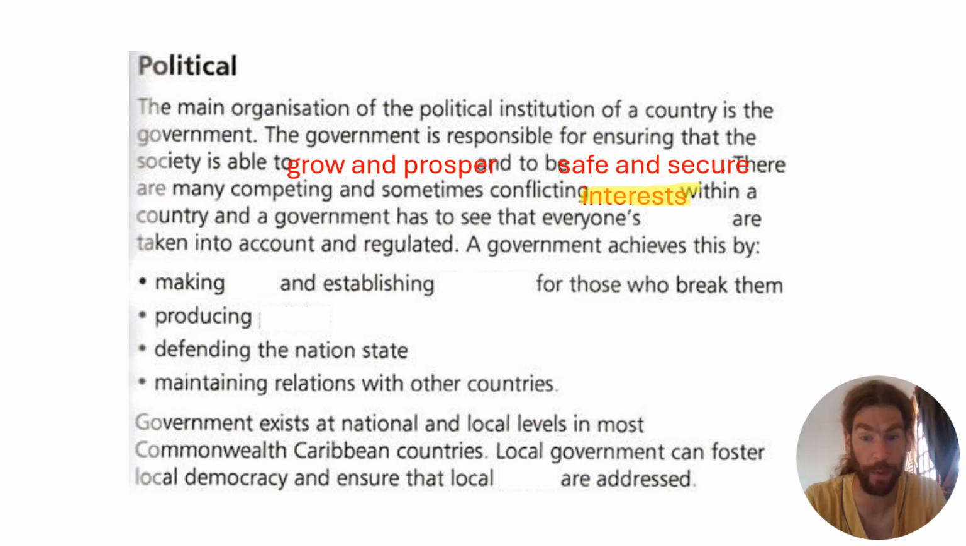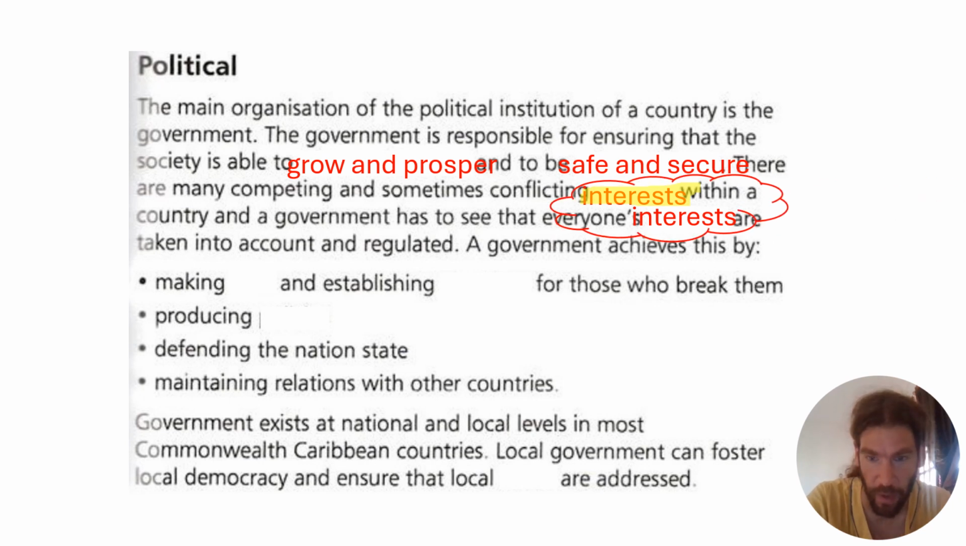And this group, with their interests, the government has to see that everybody's interests are taken into account and regulated. Into account means the government has to listen to them, has to have an open ear for them. Okay, what do you want? But we cannot do what everybody wants, so we have to balance them. We have to regulate them.